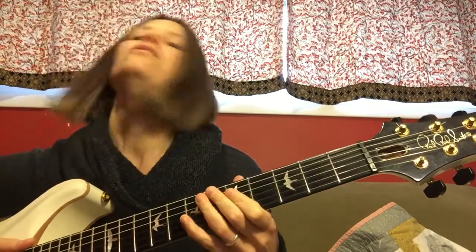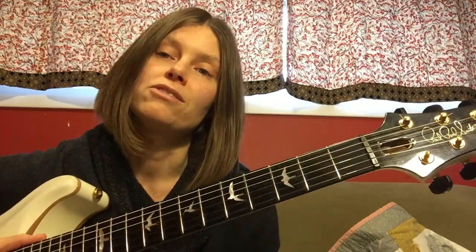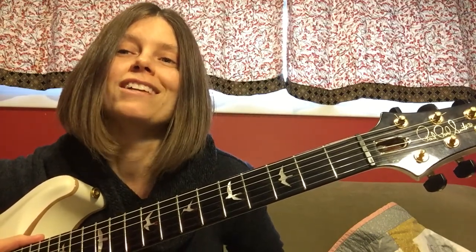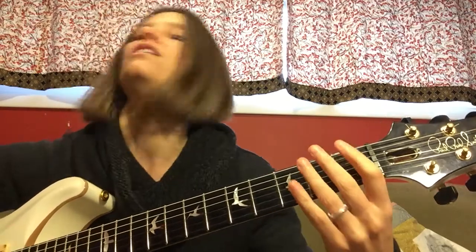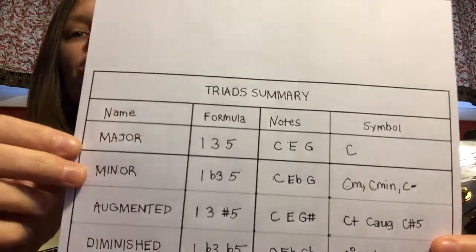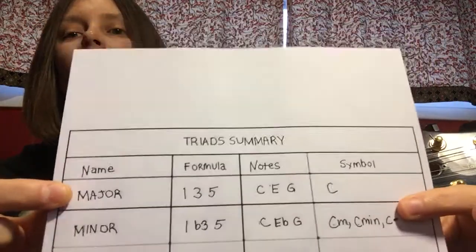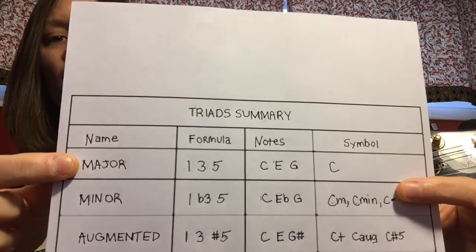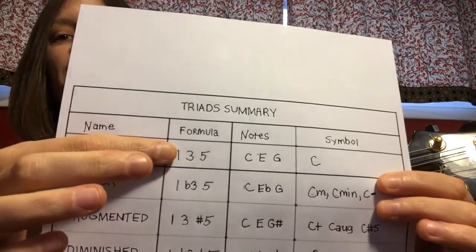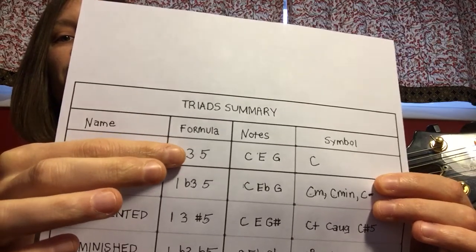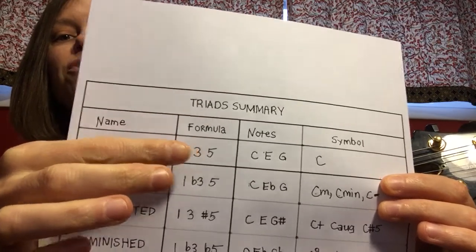So we're going to talk about these chords and their formulas. This is where, if you're really good at math, it comes in handy. Each chord has a formula that gives it its unique sound. I have my trusty little triad summary sheet here. If we start with major, you see that the formula is 1, 3, 5. That means your 1 is your root, your 3 is your major third, and your 5 is your fifth.